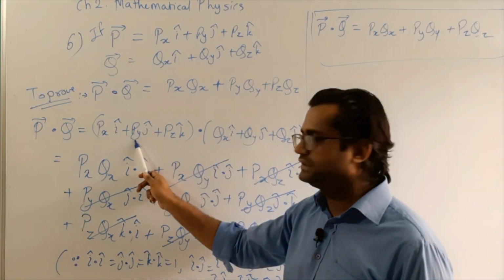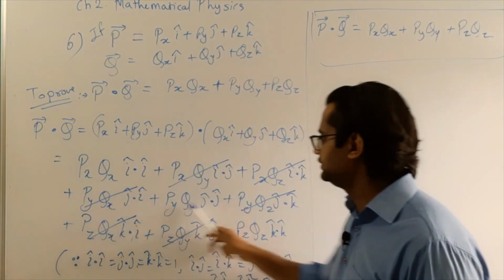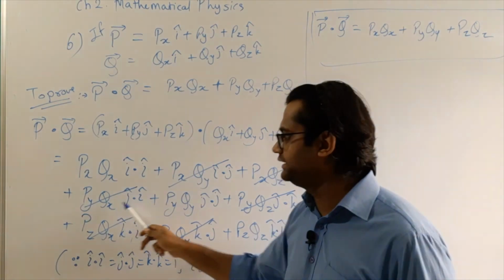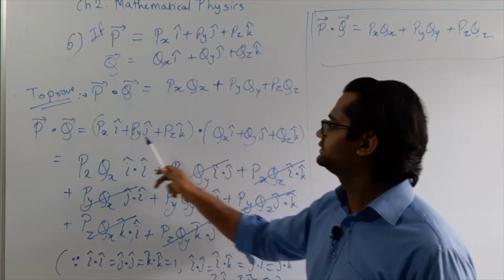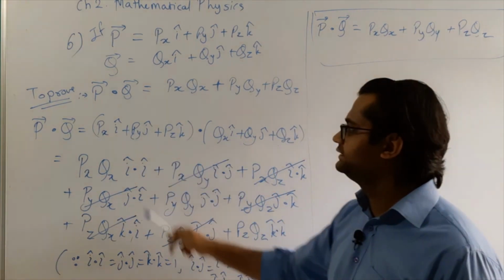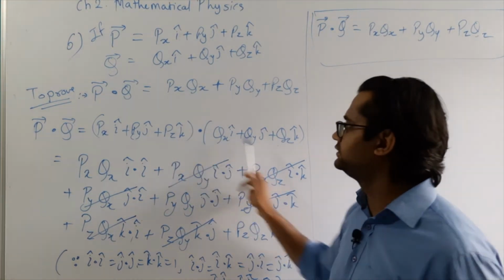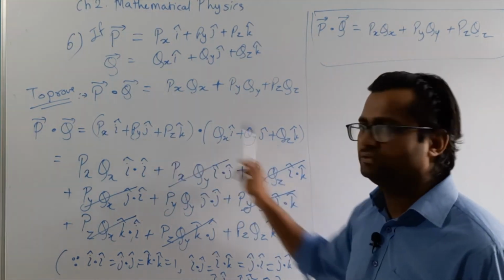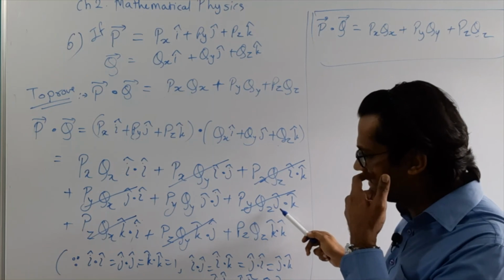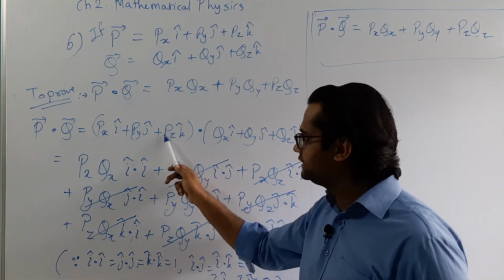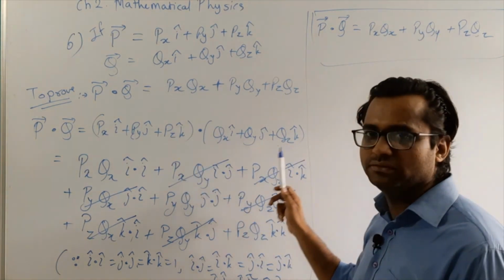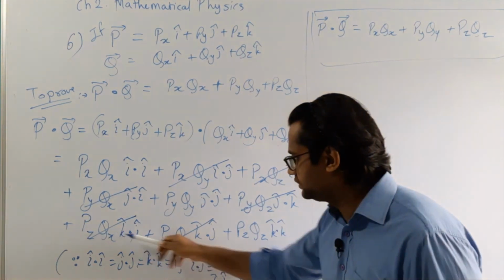We will multiply the second term by all terms, and the result will be py qx, j dot i, then py qy, j dot j, py qz, j dot k. So in this way we have multiplied the second term, and in the same way we will multiply the third term by each term. Okay. So this is what we have done.